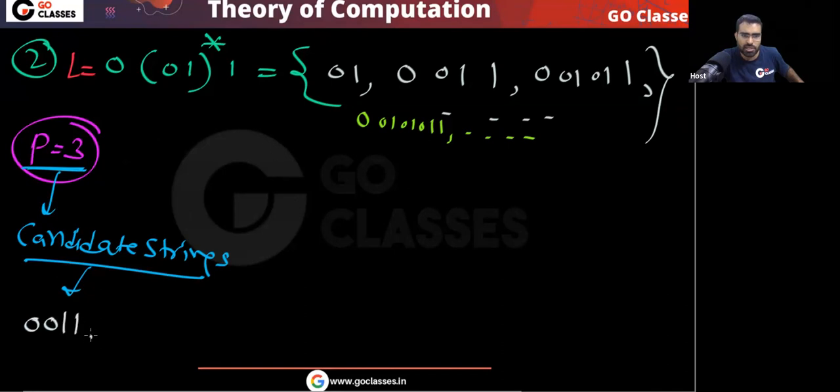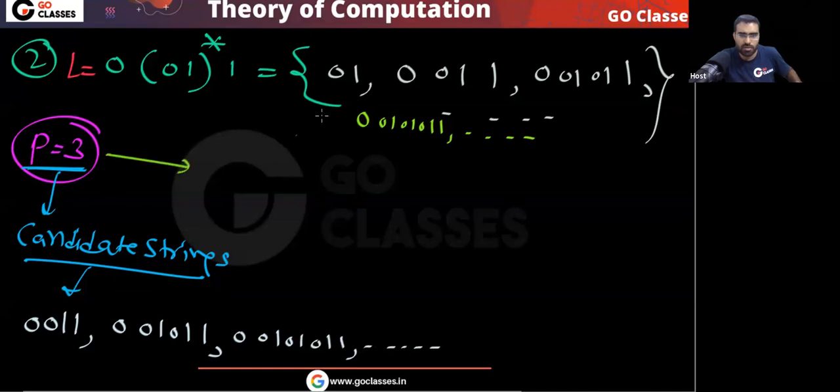Then I care about these strings. This string, then this string. Okay. Then you can notice 0, 1, 0, 1, 0, 1, 1, this string and so on. These are the candidate strings. Now you tell me, I have P equal to 3. So now let's start with this string. For example, let's start with this candidate string.